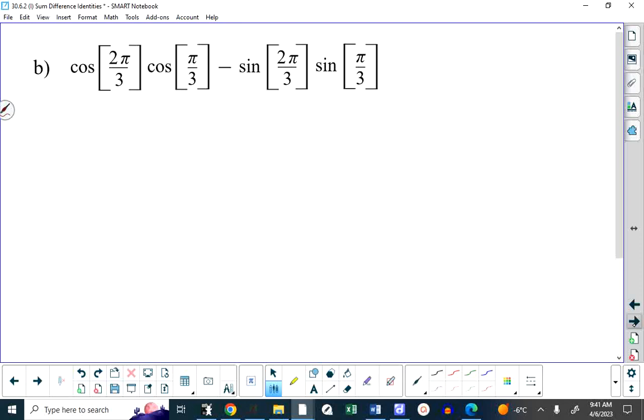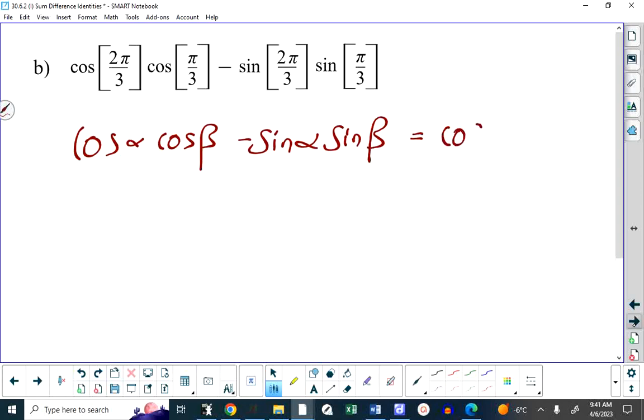You're looking here for an identity that has cosine of an angle, different angle, minus sine of the two angles multiplied together. Sine of the angles times sine of the angle. And that is cos alpha cos beta minus sine alpha sine beta equals cosine of alpha plus beta. Am I right?